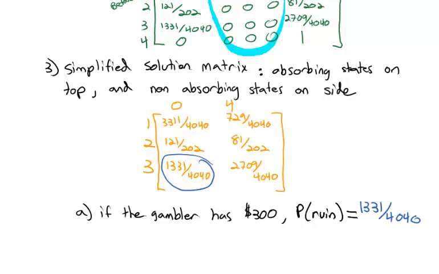We can also see that the probability of success is equal to, and that's from 3 to 4, 2709 out of 4040. And so we can interpret this solution matrix in this way.